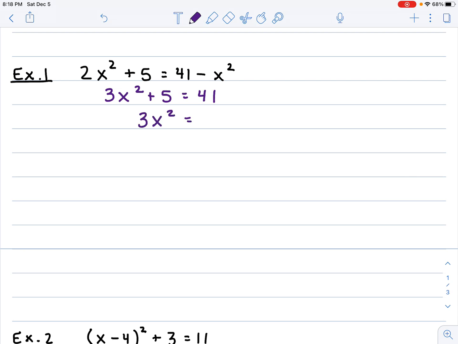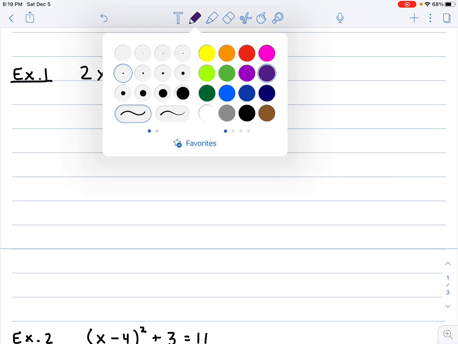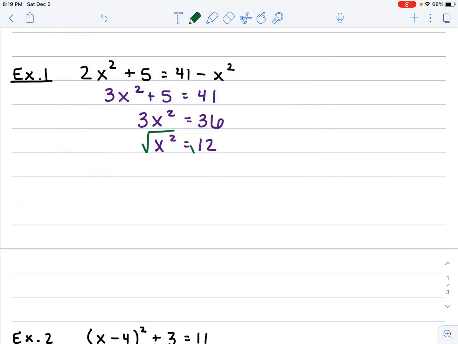And I'm going to subtract that 5 over as well. So I've got 3x squared equals 36. I'm going to divide both sides by 3, so I get x squared equals 12. To get rid of that squared, remember, we take the square root of both sides. So I've got x equals the positive or the negative answer of radical 12.